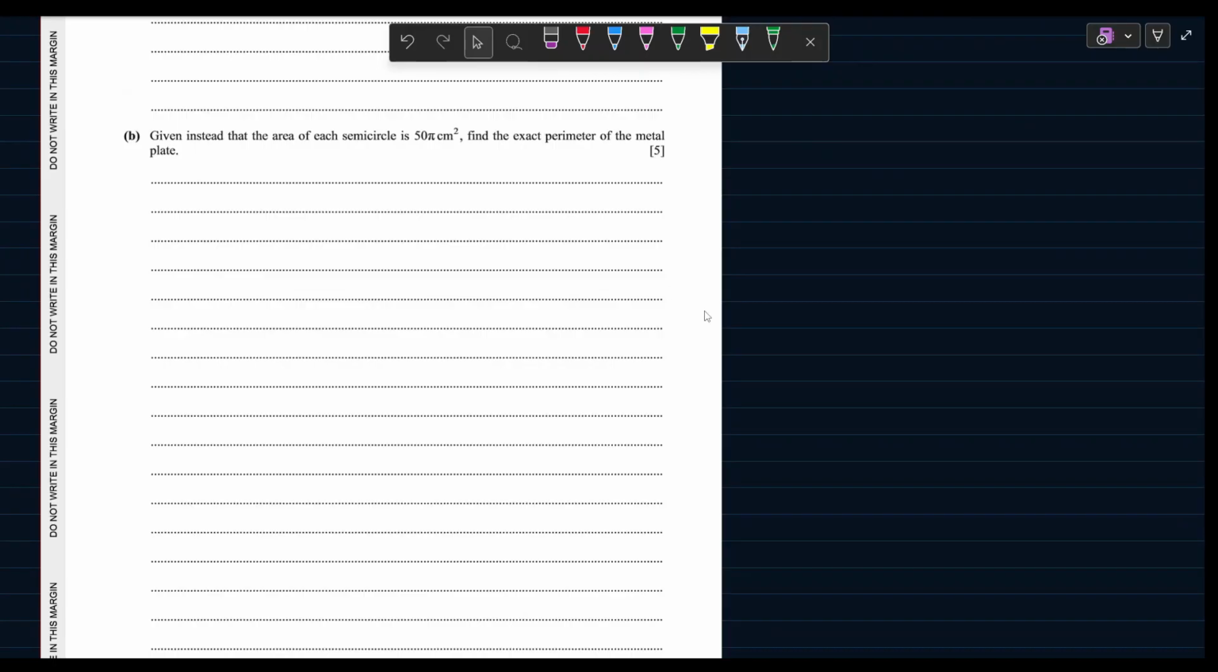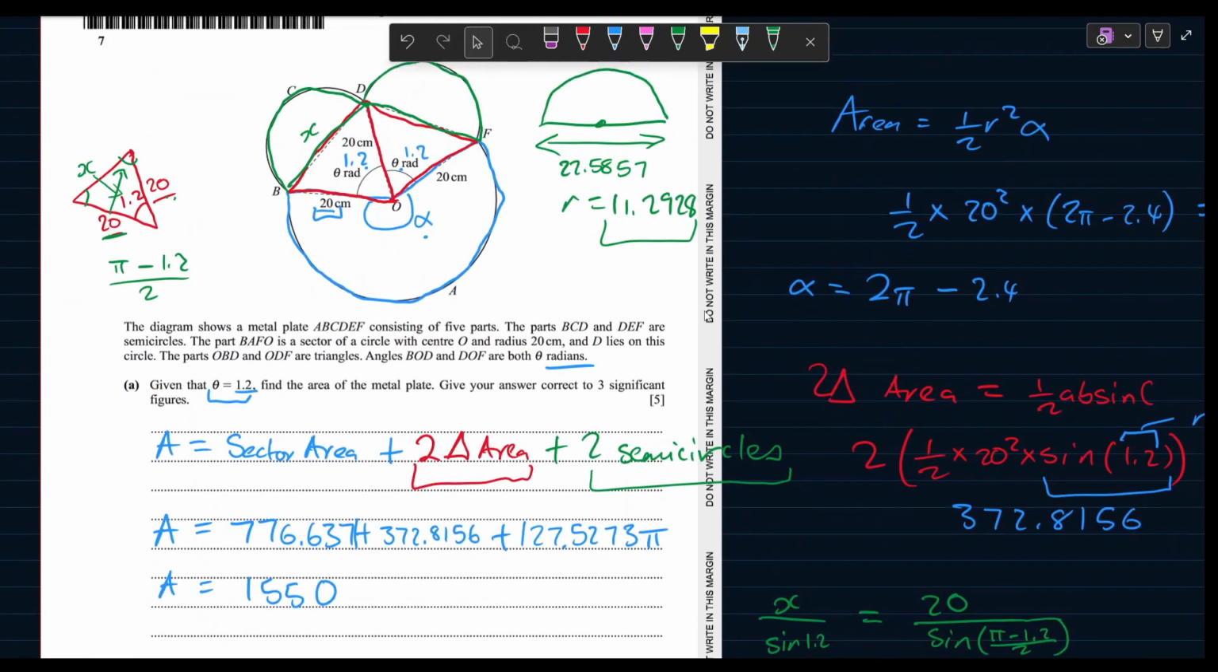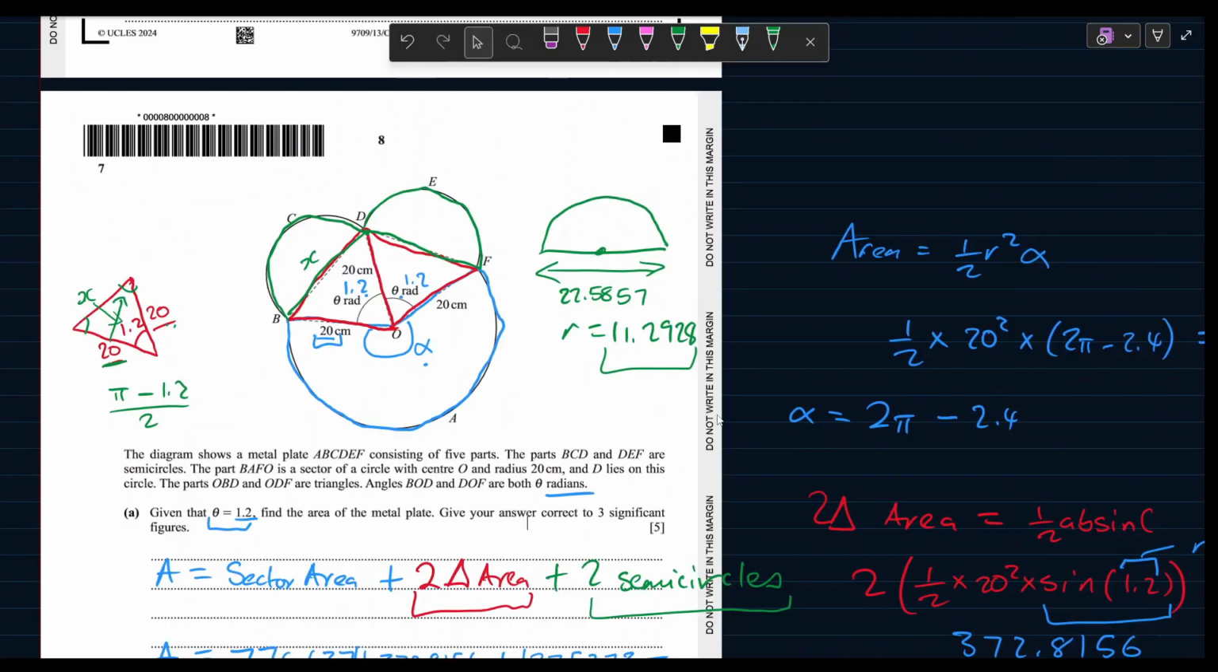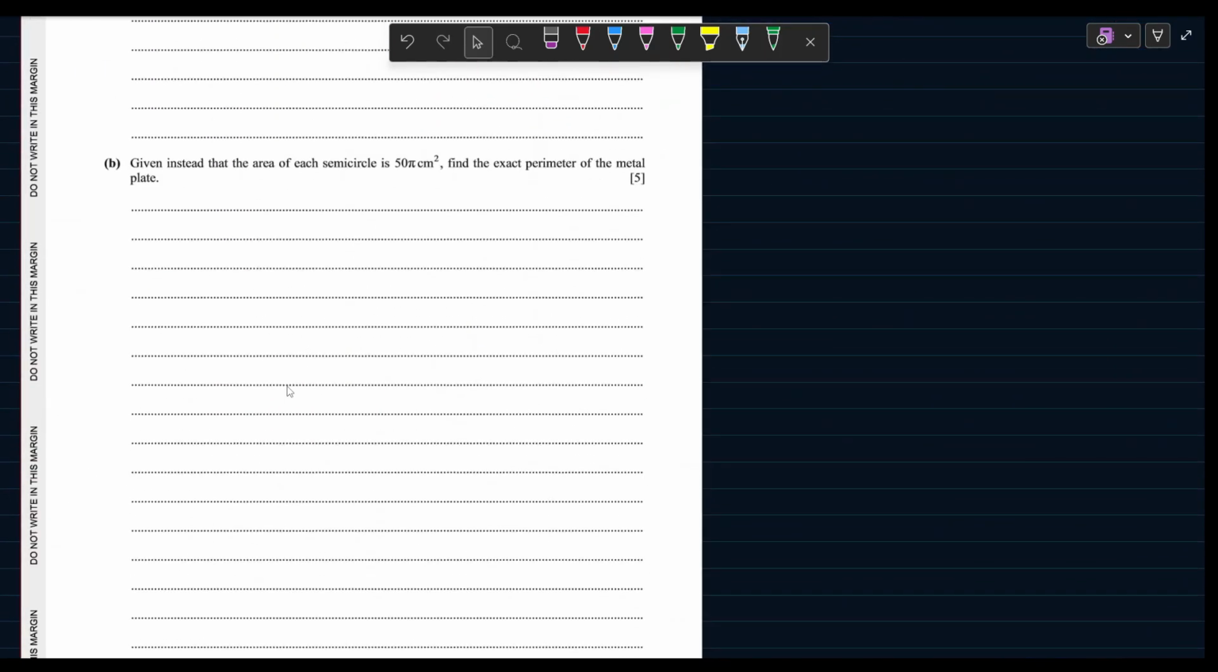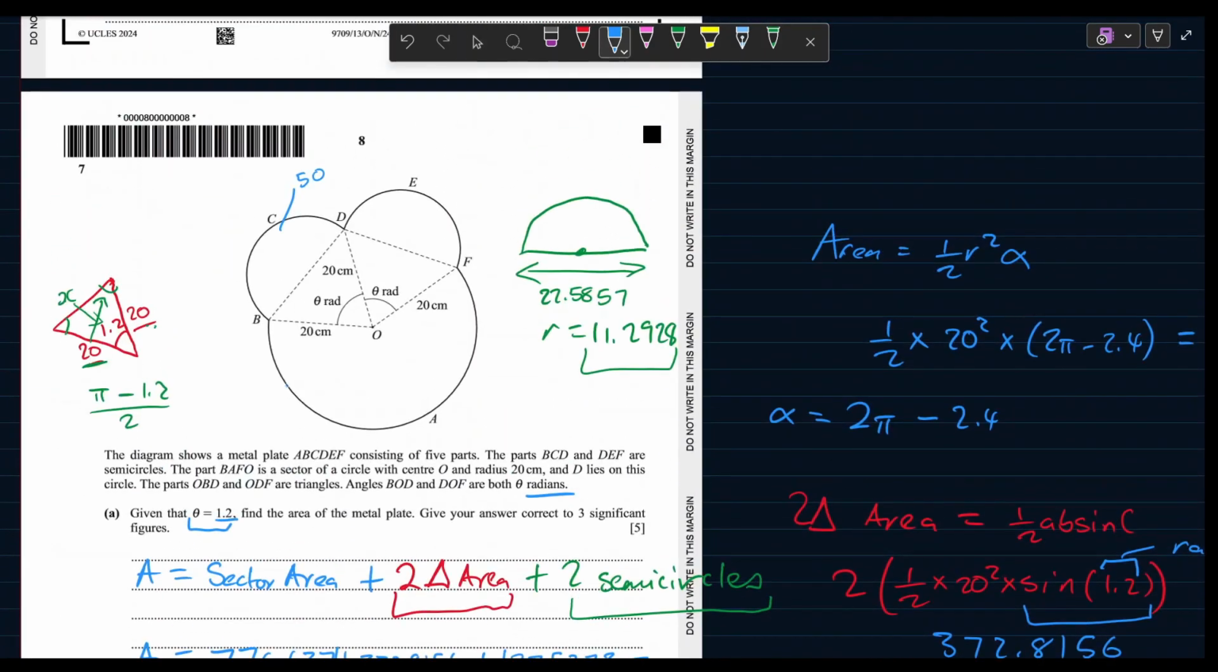Part B says, given instead that the area of each semicircle is 50 pi centimeters squared, find the exact perimeter of the metal plate. Okay, so what they're saying is that I need some of this information. Let's just get rid of all of this on the diagram. They're saying now that the area of each semicircle is 50 pi. So this is 50 pi, this is 50 pi. And they want us to find the perimeter.